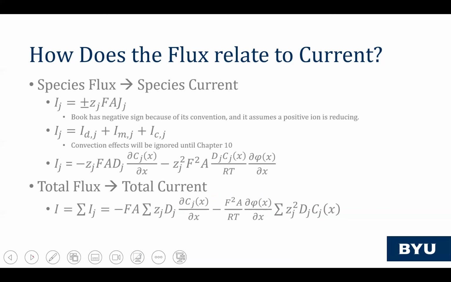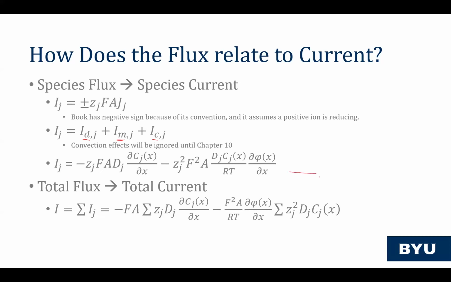Okay, so we can imagine the current being split up into 3 components. We have the diffusive component represented by this D, the migration component, and the convection component. The convection component will not be addressed in this lesson. It will be addressed in a later lesson when we cover rotating electrodes. The current of species J will then be equal to this equation here. And because we're neglecting convection, we're assuming a stagnant solution, we've dropped the convection term here at the end.